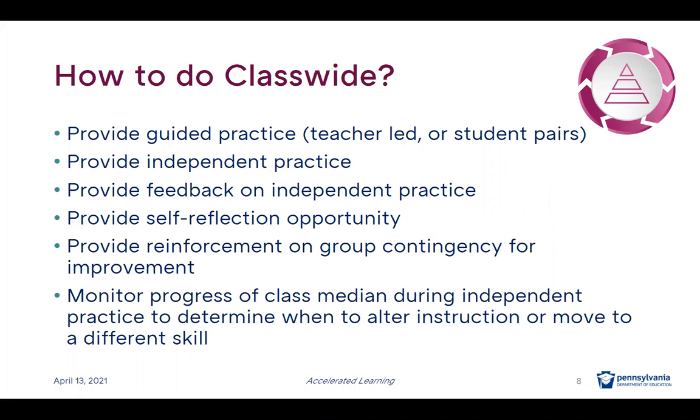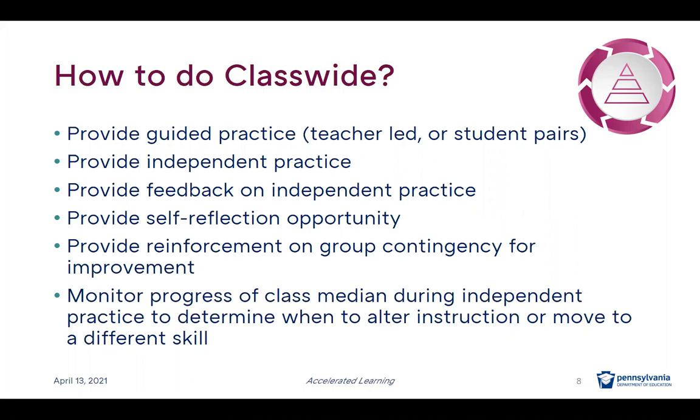So the first couple bullet points illustrate some of those active ingredients in your 10 to 15 minute time for class-wide intervention. There's guided practice, there's independent practice, there needs to be feedback on the independent practice, there should be a chance for self-reflection on the independent practice, and there should also be a group reinforcement contingency. So there is a lot that goes on in that 10 to 15 minutes, which is wonderful because it keeps it really fast paced for students and the time flies quickly.